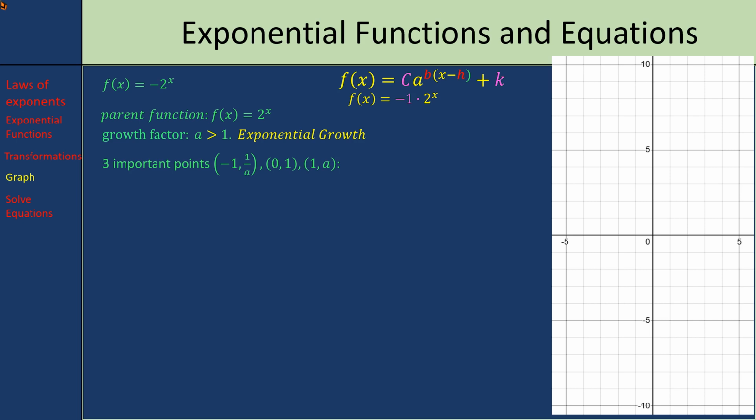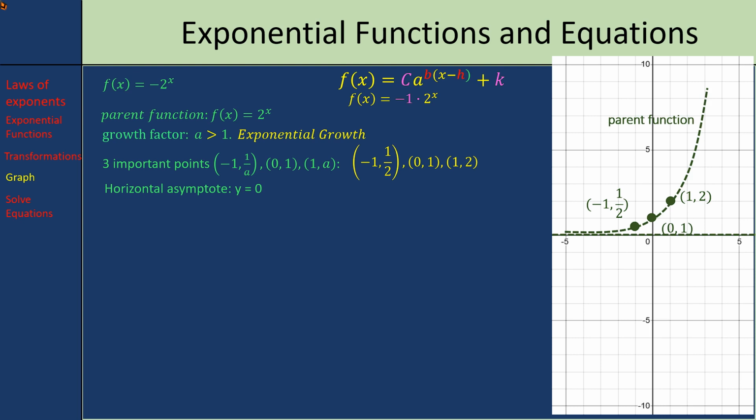The three important points are (-1, 1 over a), (0, 1), and (1, a). So in this case, I get (-1, 1/2), (0, 1), and (1, 2). Then I'm going to put that on the graph, and the horizontal asymptote is, of course, y equal to 0 without the transformation. It looks like that. That's the parent function, without the -1.